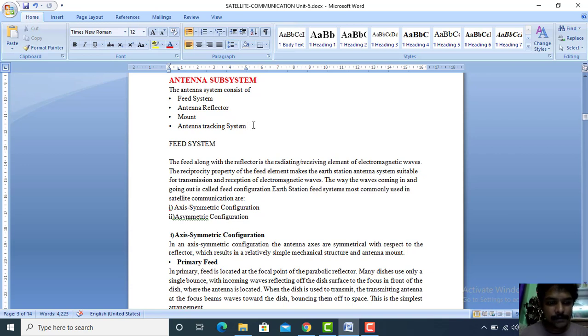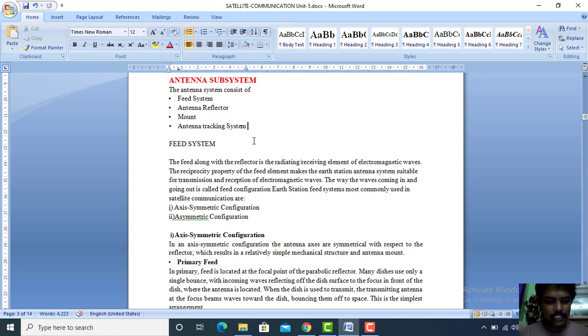The feed system is discussed below, which helps you understand that the feed comes along with the reflector, where it is a radiating element which gets the electromagnetic waves. These electromagnetic waves have properties of the element that make it suitable for transmission.